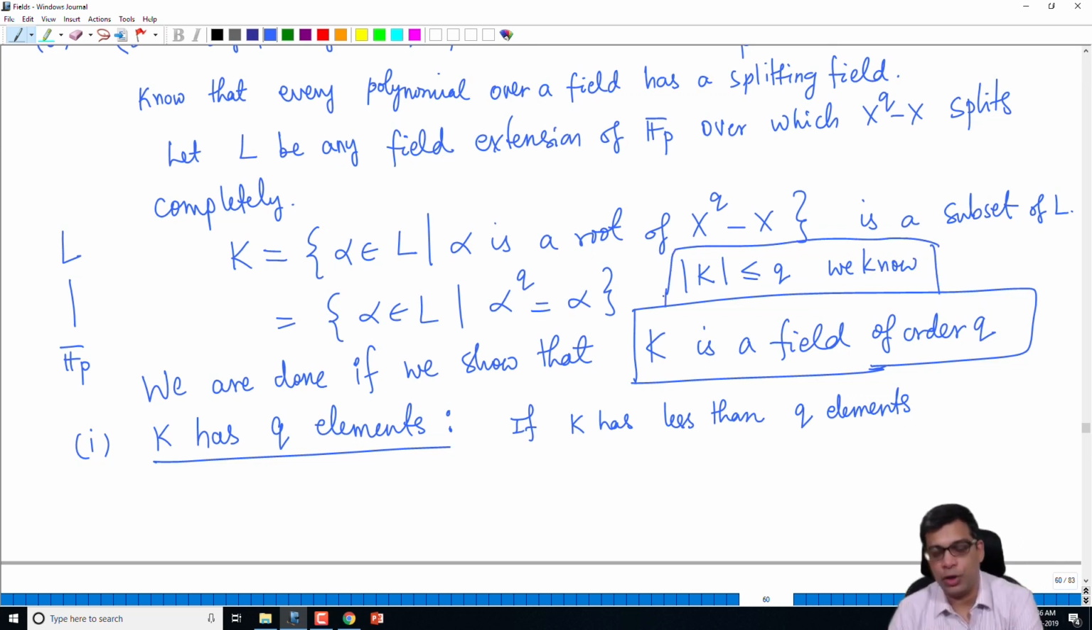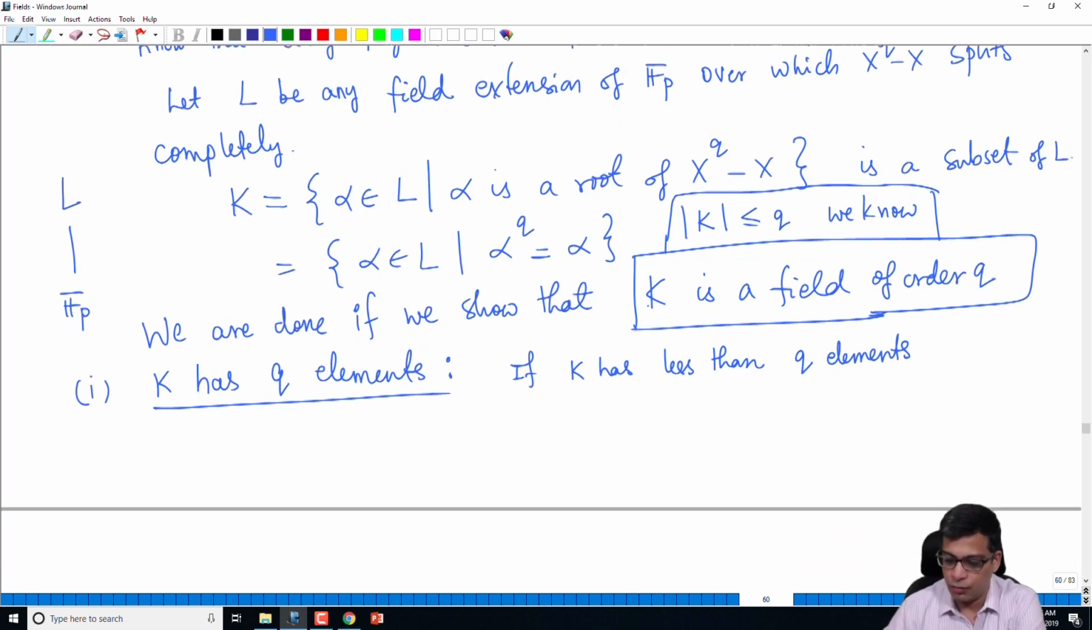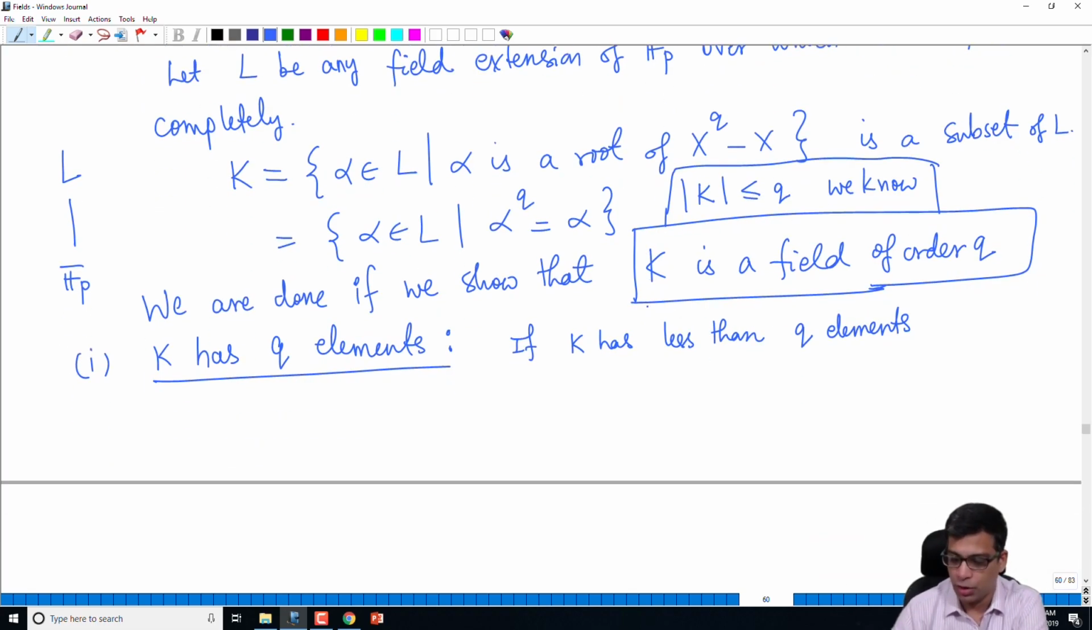If you have a polynomial over a field of order Q, of degree Q, its roots are at most Q. And we are now trying to show that it is exactly Q. Suppose it has less than Q elements, then one root must be a multiple root.